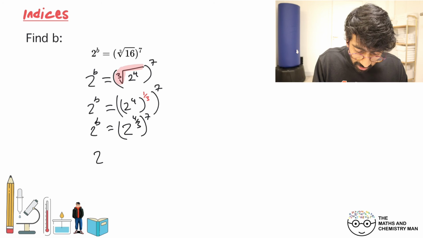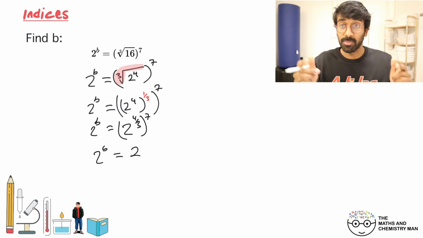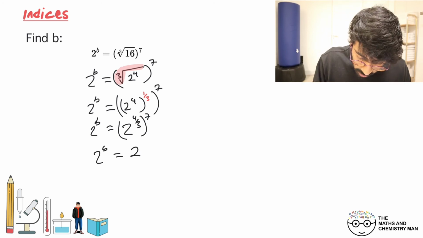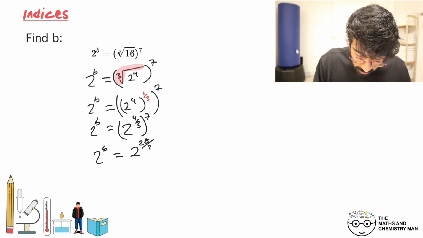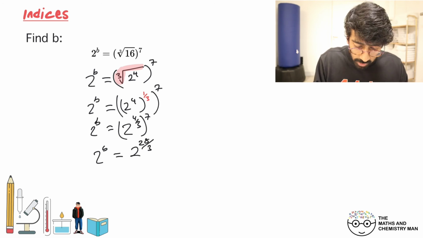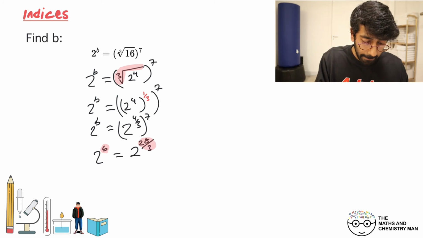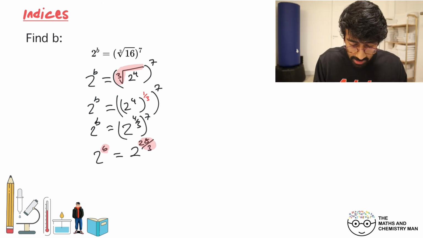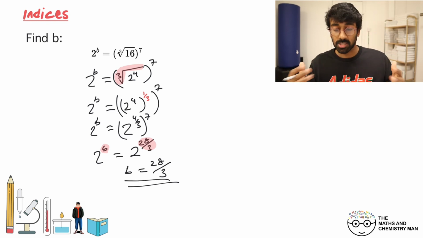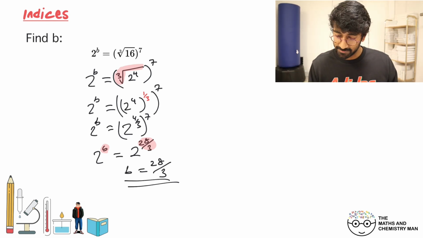So now 2 to the power of b is equal to 2 to the power of 4/3, all to the power of 7. And now you multiply these powers too. So 7 4s, what's that? 28. So you've got 28 over 3. And now because we've got 2 to the power of b is 2 to the 28 over 3, we can just say that b is equal to 28 over 3, or again, anything which is equivalent to that.